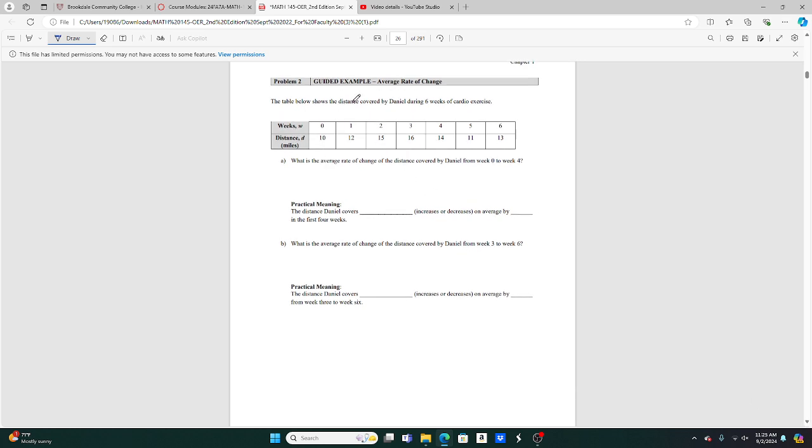The table below shows the distance covered by Daniel during 6 weeks of cardio exercise. So we have 6 weeks, 0, 1, 2, 3, 4, 5, and 6. And we want to figure out the average rate of change covered from week 0 to week 4. So let's take a look at week 0 to week 4. And what we're going to see here.